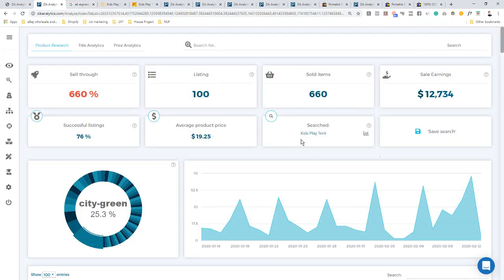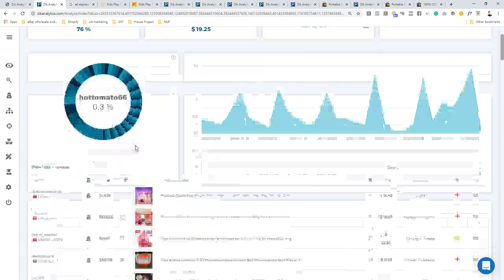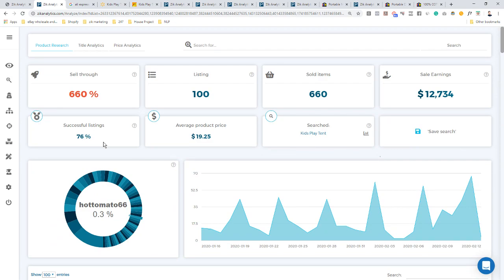Yeah, you see, I searched "kids play tent," the right keyword, more traffic, more sales. So this is an absolutely good niche. 76% successful listings, 660 sell-through rate. This is a good niche to work with.